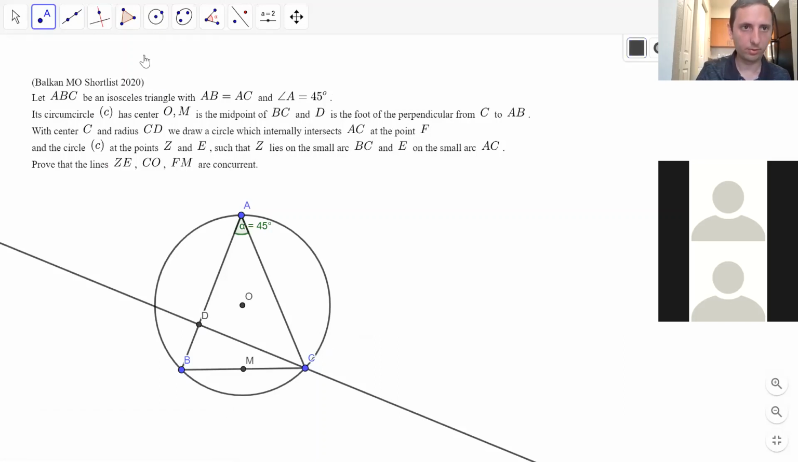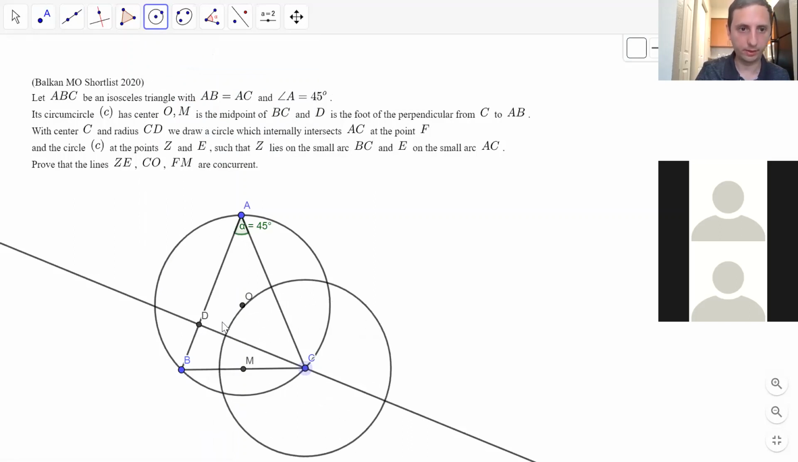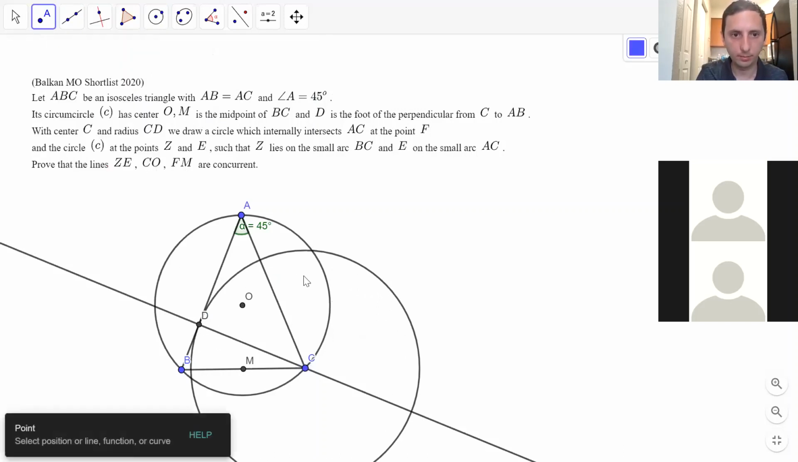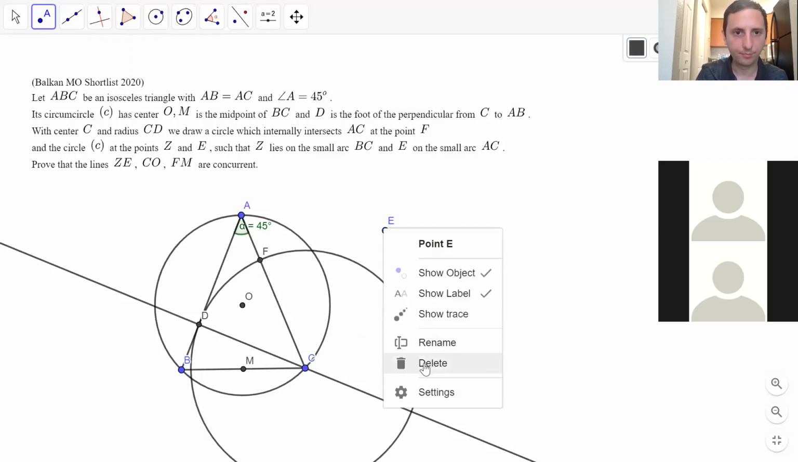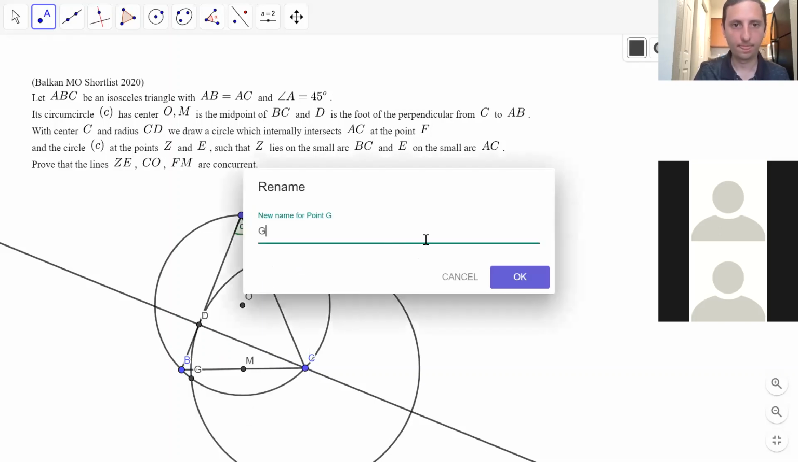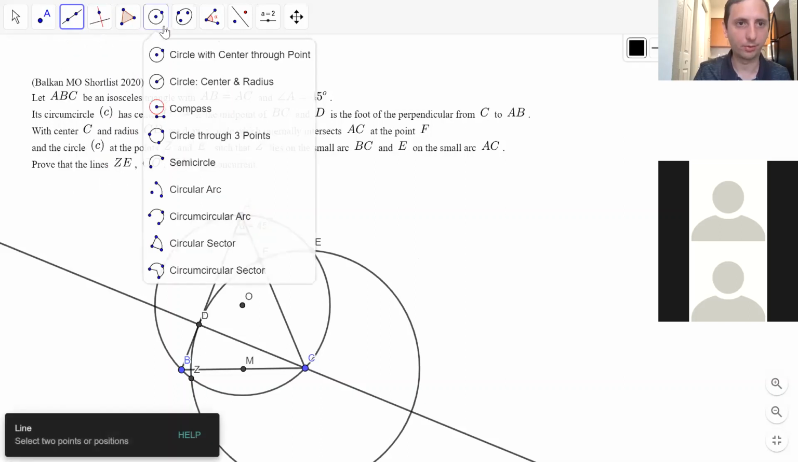And then we draw a circle with center C and radius CD. So obviously it's tangent to AB. And it intersects AC at the point F. And it intersects the circle at the points Z and E. So E is on AC and Z is on arc BC. And we want to show that ZE, CO, and FM are concurrent. It's kind of interesting.